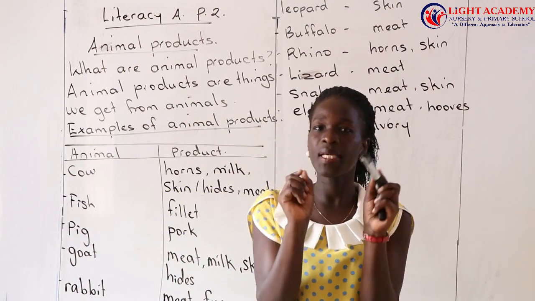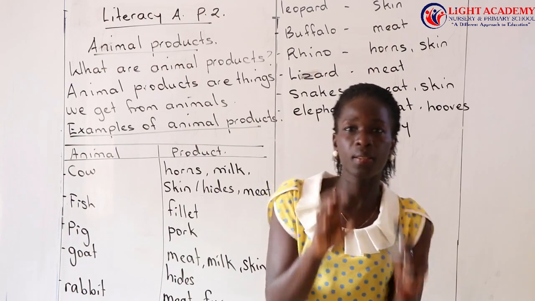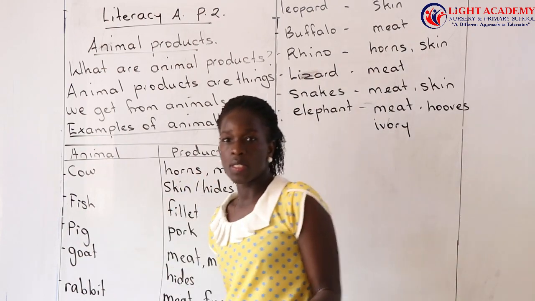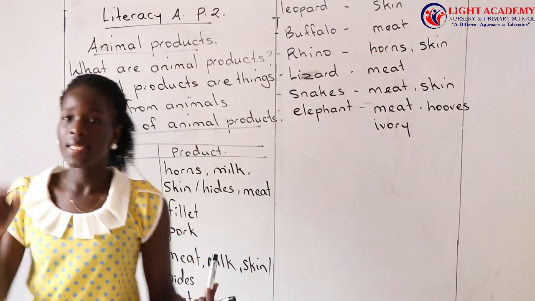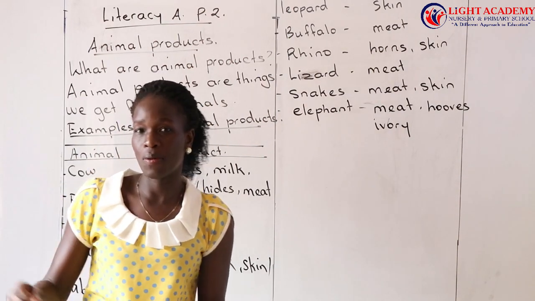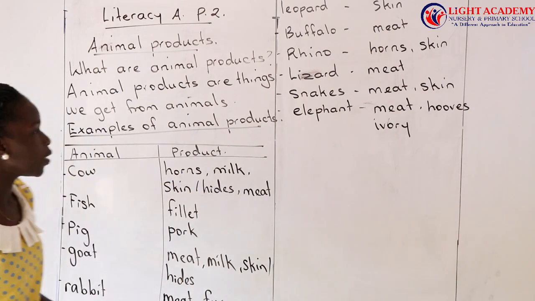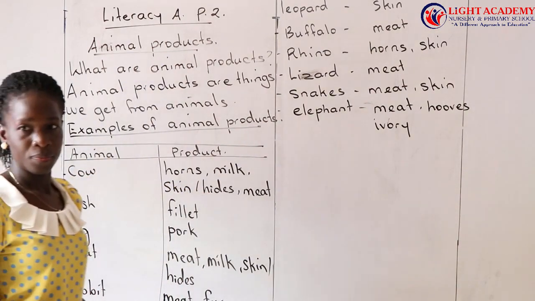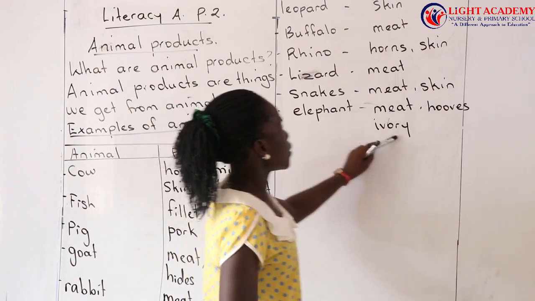It keeps on growing and elongating with time. That is what we call the ivory. So we get that one, another name for the ivory, or that name that came from the word tusk, or you can call it the teeth. So that is what we call the ivory.